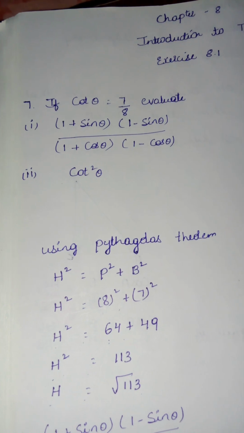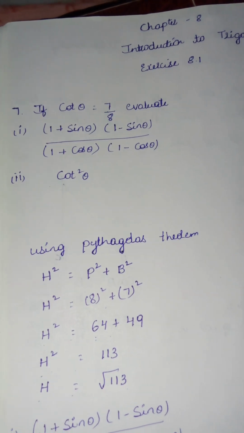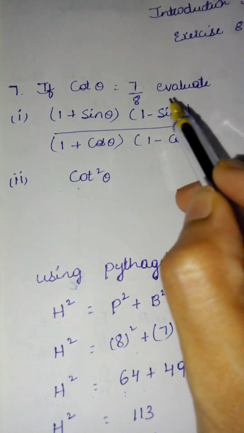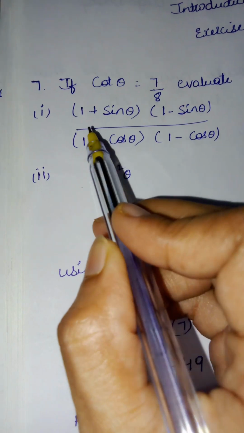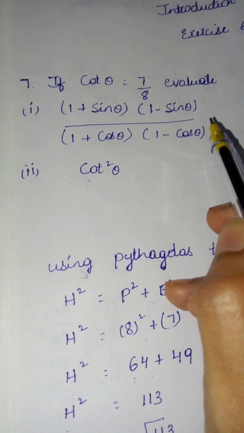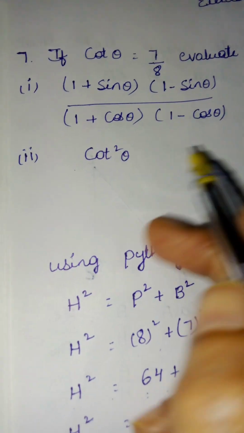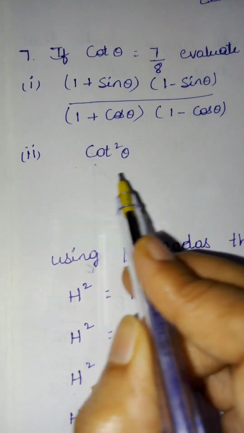Today I am going to explain question number 7 of exercise 8.1, Introduction to Trigonometry, chapter number 8. If cot theta is equal to 7 upon 8, evaluate: first part, (1 plus sin theta)(1 minus sin theta) upon (1 plus cos theta)(1 minus cos theta). Second part, cot square theta.